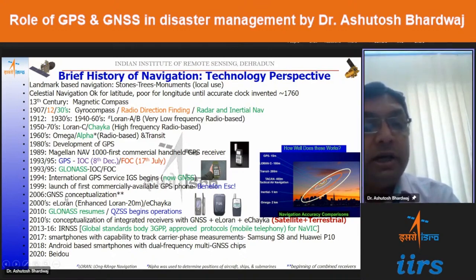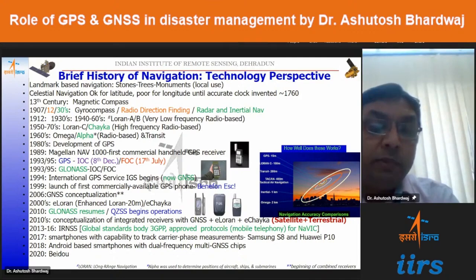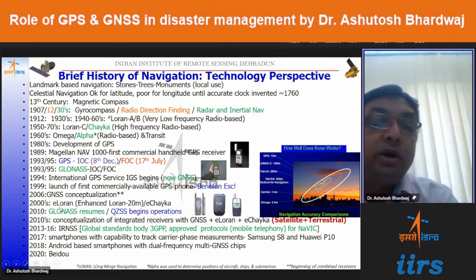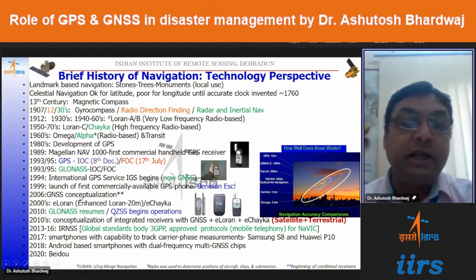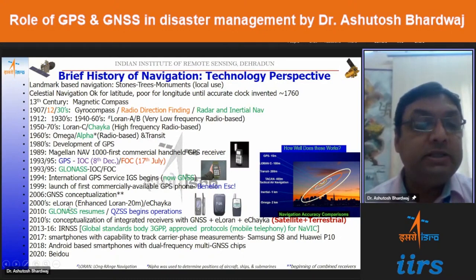Then in due course, it was thought that the tower-based systems are no longer required, so dismantlement of them started. But with the anti-satellite missile experiments, people understood that ground-based tower-based systems are also required. So the Loran-C system and the Chaika system were enhanced into enhanced Loran and enhanced Chaika systems. The earlier systems, Loran-C and Chaika, were giving an accuracy of the order of 180 or 200 meters, whereas the latest enhanced systems provide an accuracy of the order of 20 meters or so.